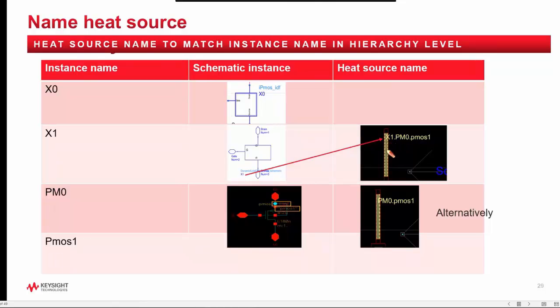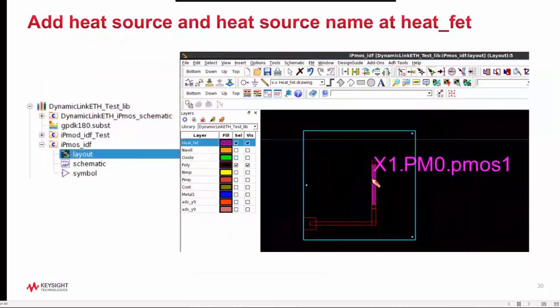So this heat source, did you see the yellow one? This yellow one means that I need to draw the shape, telling it where my heat source is. How big is it? Which layer is it? Things like that, right? In this case, this guy is in the layer called heat_fed, right? And then on the same layer, I also add a name here. Just say add text and add x1.pm0.pmos1. And so this is my heat_fed and PMOS1.